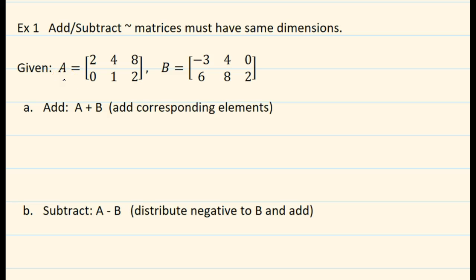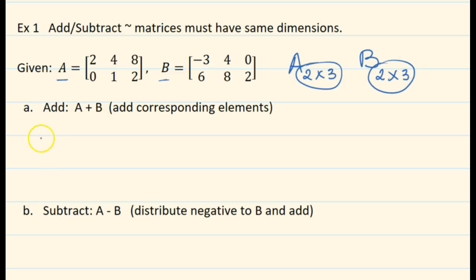Let's try example number 1. Our job is to add and subtract matrices. In order to do this, the matrices must have the same dimensions. So take a look at matrix A. Notice I have a capital letter, so we can denote that that is a matrix. And we also have matrix B. Matrix A has the dimensions of 2 rows and 3 columns. Matrix B also has 2 rows and 3 columns. Because the dimensions are the same, we are able to add them.